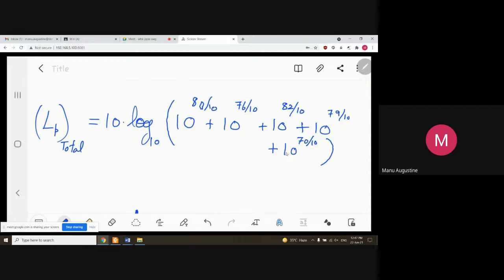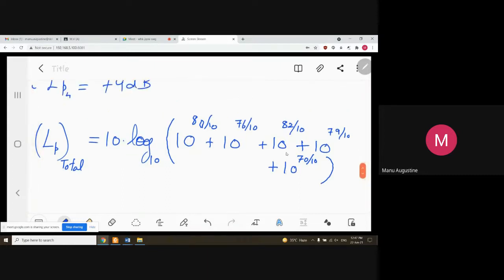Just perform this simple calculation on your calculator. 80 by 10, you can even simplify all these things. 80 by 10 will give you 8. 76 by 10 will give you 7.6. 82 by 10 will give you 8.2. 79 by 10 will give you 7.9. And 70 by 10 will give you 7.